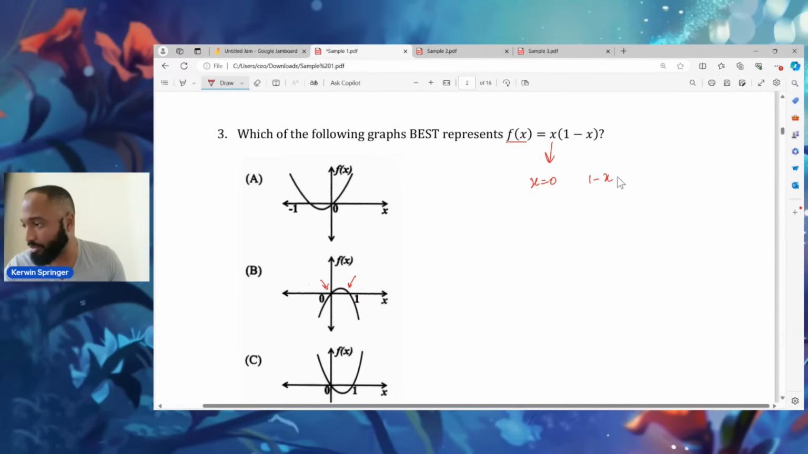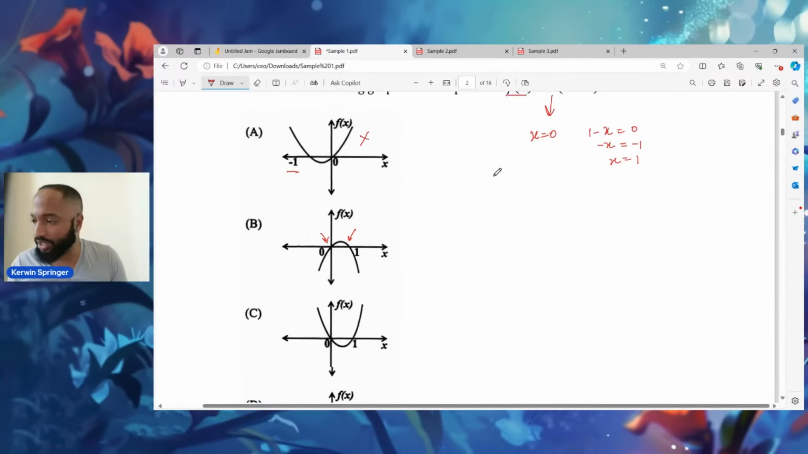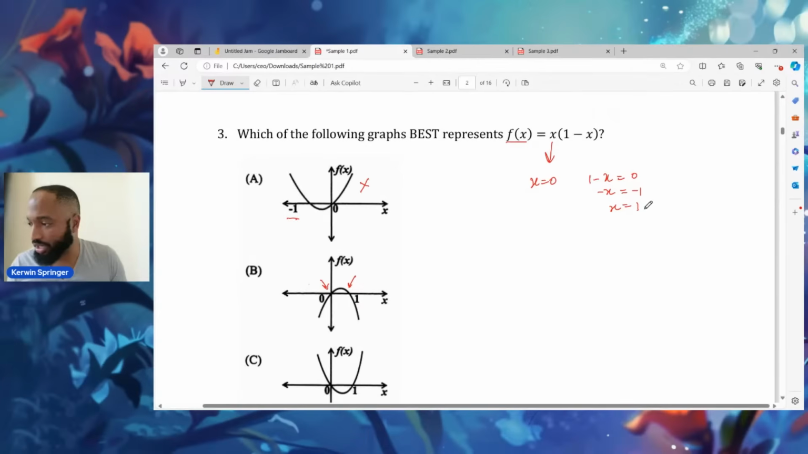We also have a root at 1 minus x is equal to 0. This is negative x is equal to negative 1, or x is equal to 1. So this can't work because this is negative 1. This one may work. We'll come back to him. This one may also work. This can't work because it's negative 1. So which one is it? We get roots at x is 0 and x is 1.